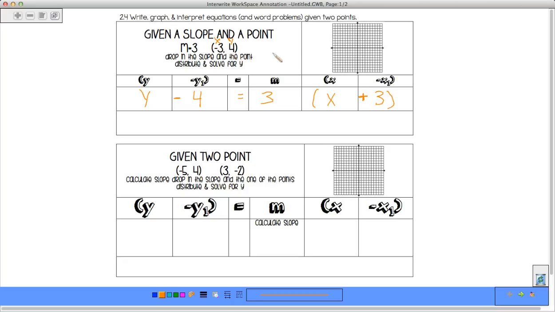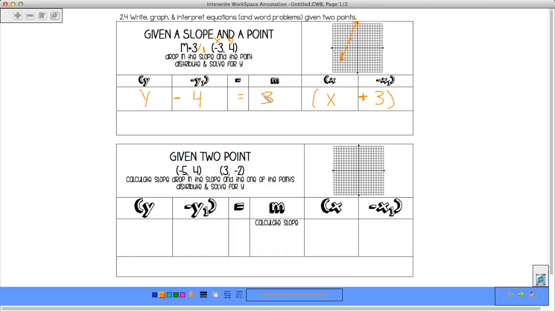We have a point to start with, so I'm going to go to -3, 4, and put a point, and then my slope is 3, so I'm going to go up 3 over 1, because your slope is rise over run. If it's a whole number, we put it over 1. And I can do that as many times as I want. So up 3 over 1 puts me here. And there's my line.